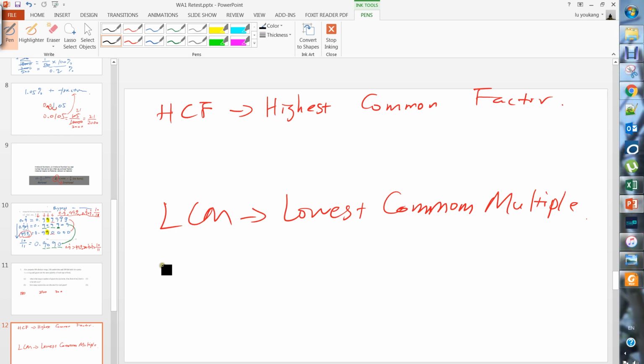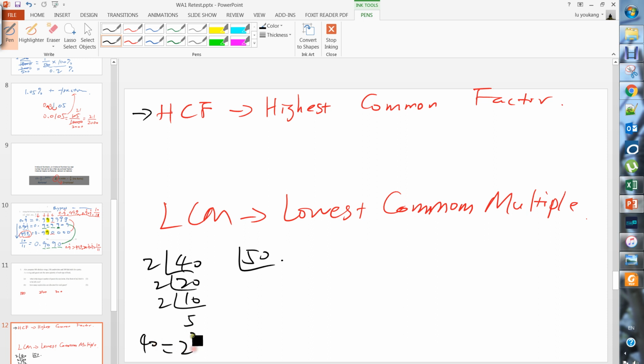Let's say the example is 40 and 50. My way to do this, let's talk about how to find the HCF, highest common factor. I will do the prime factorization of 40 first. I start with 2, I get 20, and then 2 again, so I have 10, and 2 again, I have 5 left. I will stop at this. So 40 is 2 to the power of 3 times 5.